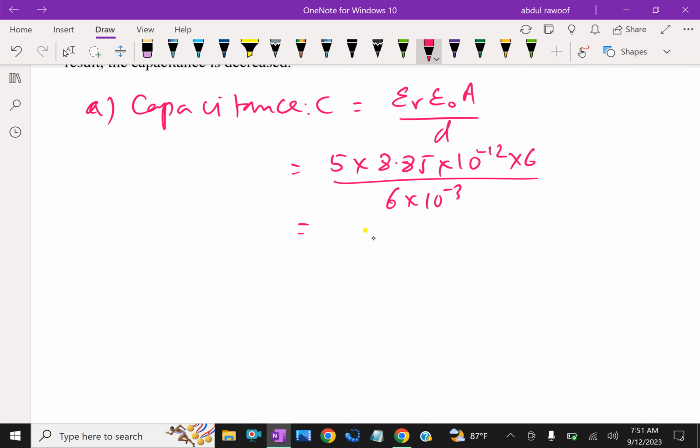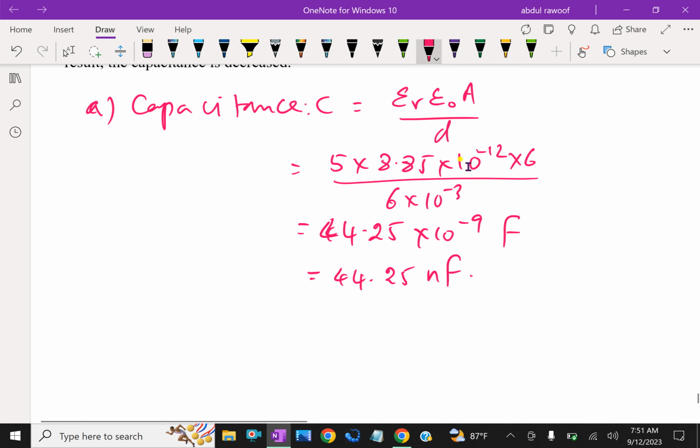The calculation gives the value 44.25 into 10 power minus 9, because minus 12 and minus 3 go up as plus 3, so minus 9 farad. Here 10 power minus 9 is nano, therefore you can say it is equal to 44.25 nanofarad.